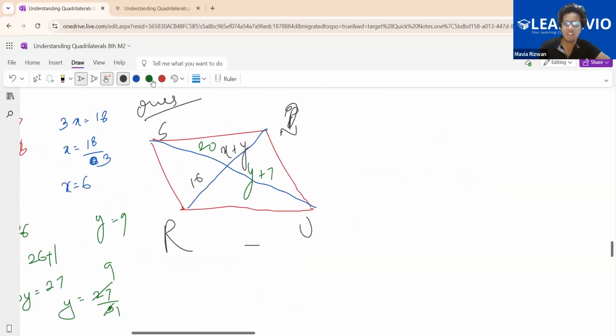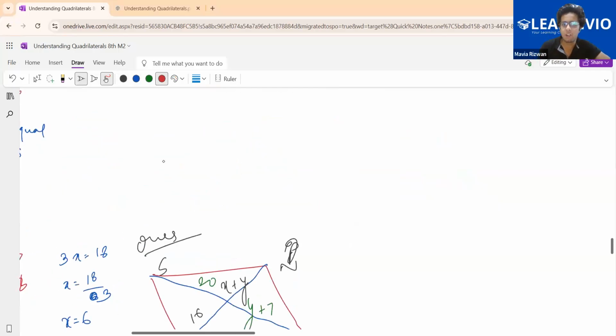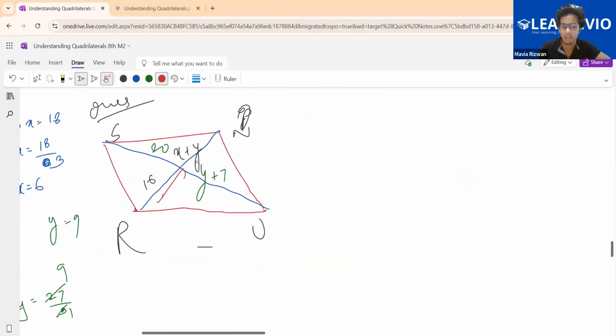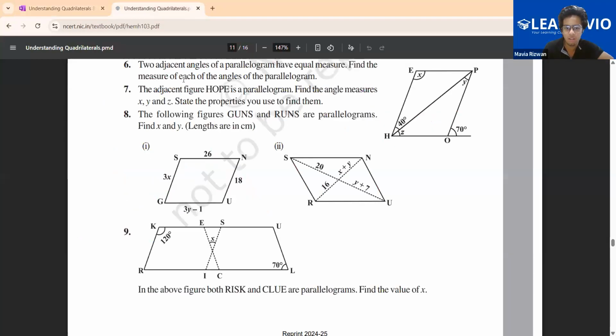But see, this is a diagonal. I just taught you that diagonals are not equal, but they are bisectors. Bisectors means that this part would be equal to this part, right? So from here we get that x plus y is equal to 16, because one diagonal cuts the other in half. So x plus y is equal to 16.